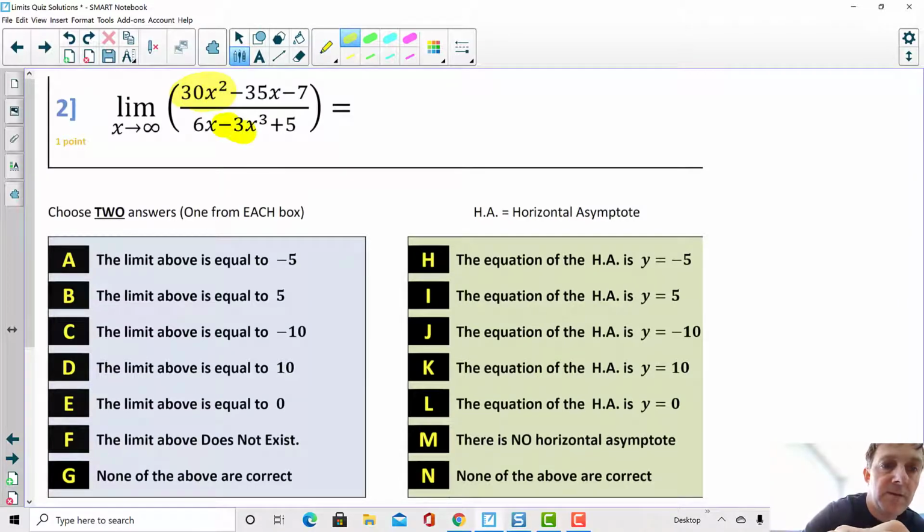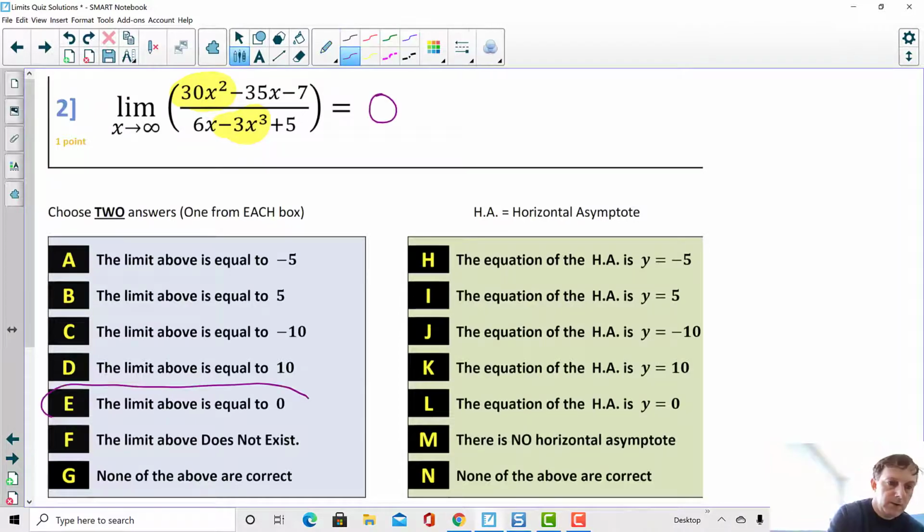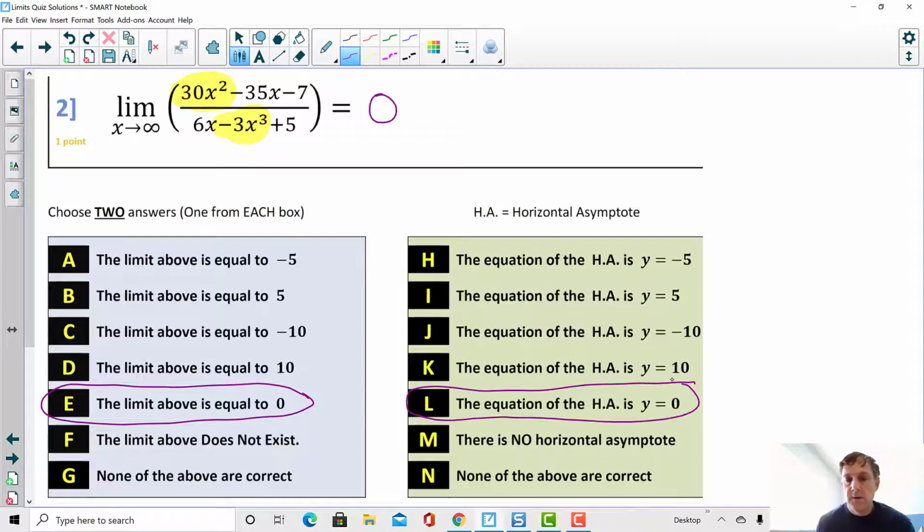For number 2, again, we're looking at the biggest pieces, so on top you get 30x squared, on the bottom you get negative 3x to the third. Because the degree on the bottom is bigger, you're just going to get 0. Okay, so that's going to be letter E. The horizontal asymptote will be y equals 0.